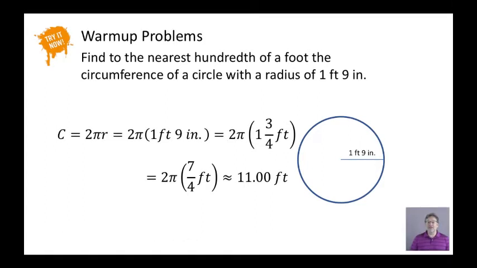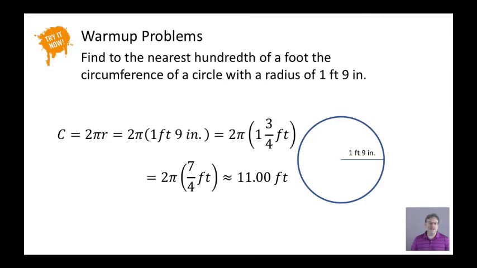Welcome back. Well, probably the biggest challenge with this problem was dealing with multiple units, 1 foot, 9 inches. And because they were specifically asking for the answer to come back to the nearest hundredth of a foot, that tells us that, ultimately at least, we should provide an answer in feet. And so we have our equation here, our formula for the circumference of the circle. It's 2 pi r, since we're using the radius here. So we have 2 pi times 1 foot, 9 inches.